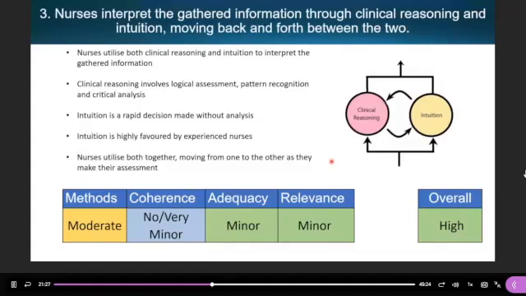Our third finding was that nurses interpret the gathered information through clinical reasoning and intuition, moving back and forth between the two. Our confidence in this finding was high. Nurses utilised both of these factors to make their assessments. Clinical reasoning involves logical assessment, pattern recognition, and critical analysis. But intuition is a rapid decision made without that analysis. Intuition is highly favoured by the experienced nurses. They talked quite often about using their intuition and how important it was to them. However, they also described using both, moving from one to the other. They'll make an intuitive decision and then critically analyse it. They'll critically analyse it and then make an intuitive decision from that.